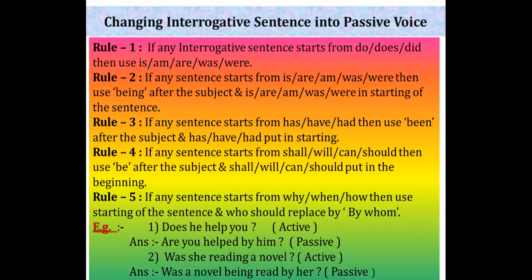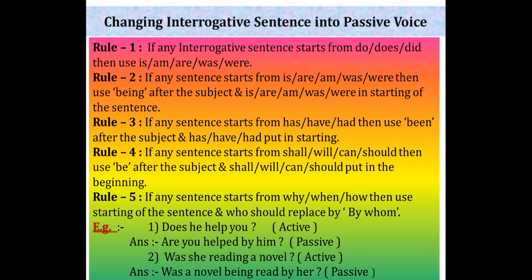Third rule is, if any sentence starts from has, have, had, then use been, B-E-E-N, after the subject, and put have, has, had in the starting.